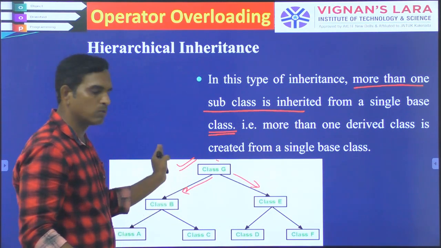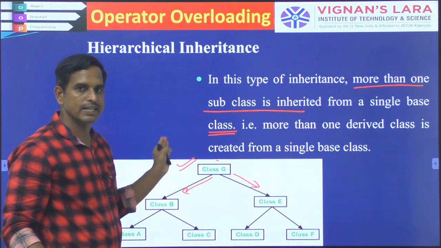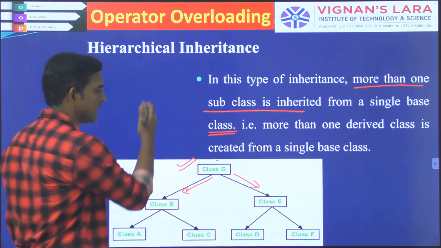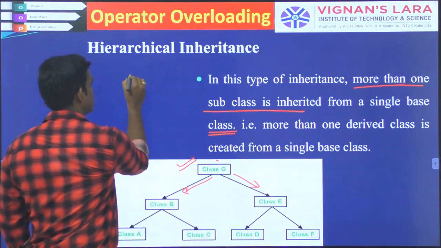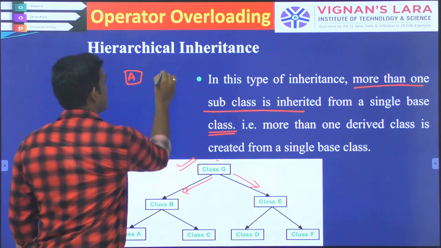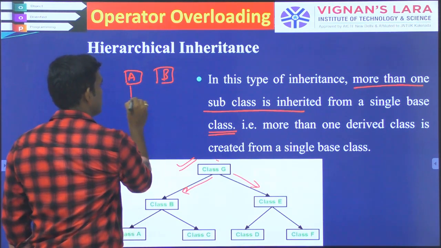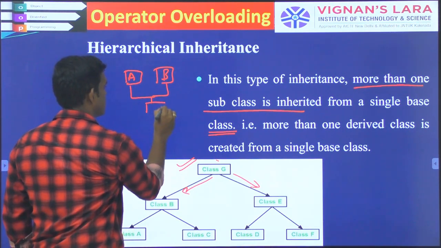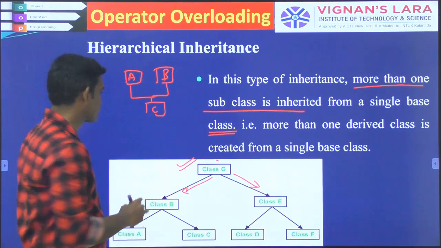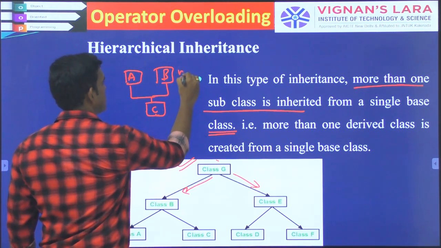So you should be able to distinguish between multiple inheritance and hierarchical inheritance. Multiple inheritance means you have more than one base class for one derived class. This will be multiple.